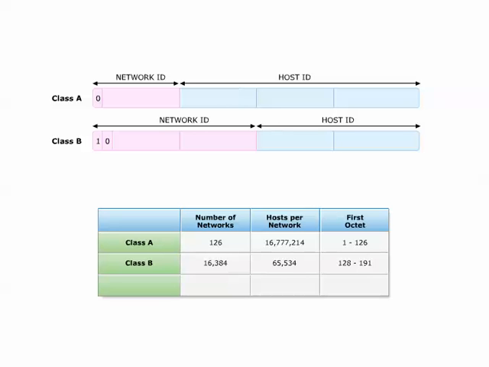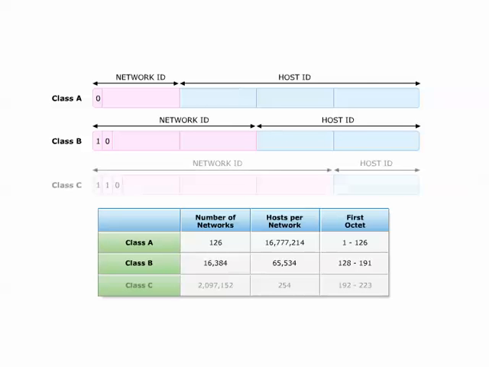This means that there are almost 16,000 Class B networks, each with 65,000 possible hosts, for a total of more than 1 billion unique IP addresses. Class B networks make up a quarter of the total available IP addresses. Class B networks have a first bit value of 1 and a second bit value of 0 in the first octet.